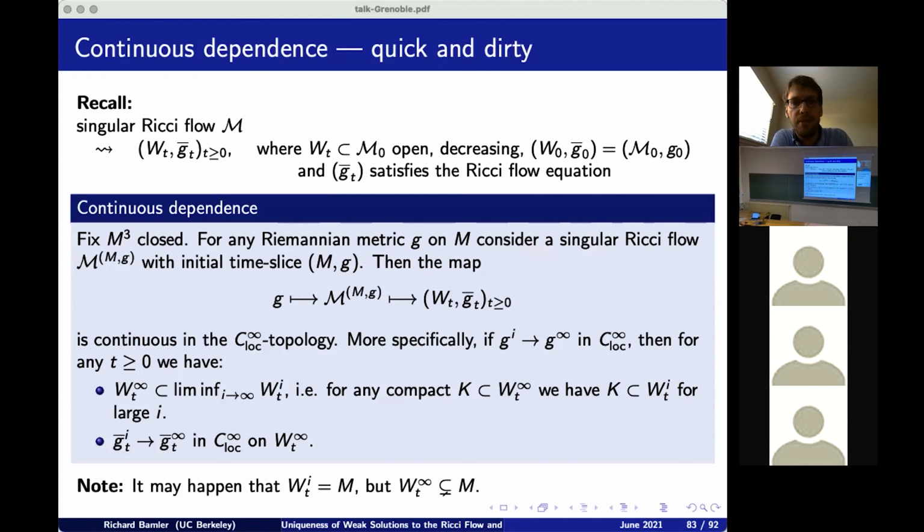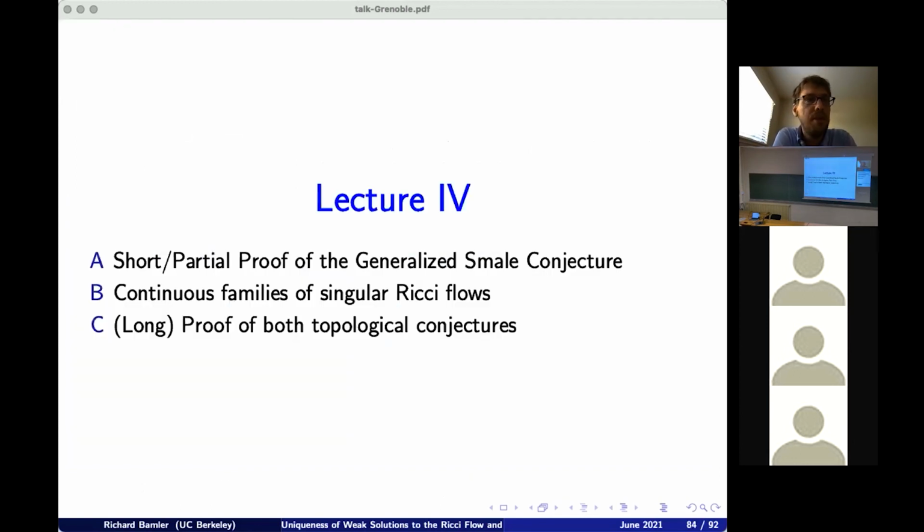I didn't expect this, but I seem to still have some time. So maybe I'll start with what I plan to do in lecture 4, and I may recap some of these things again. So I'll just give you the first outline of this lecture 4.